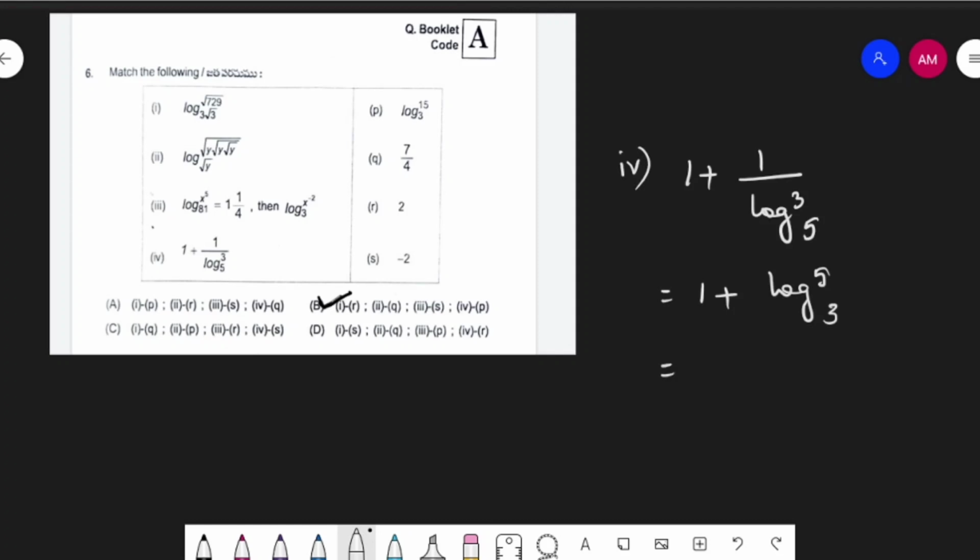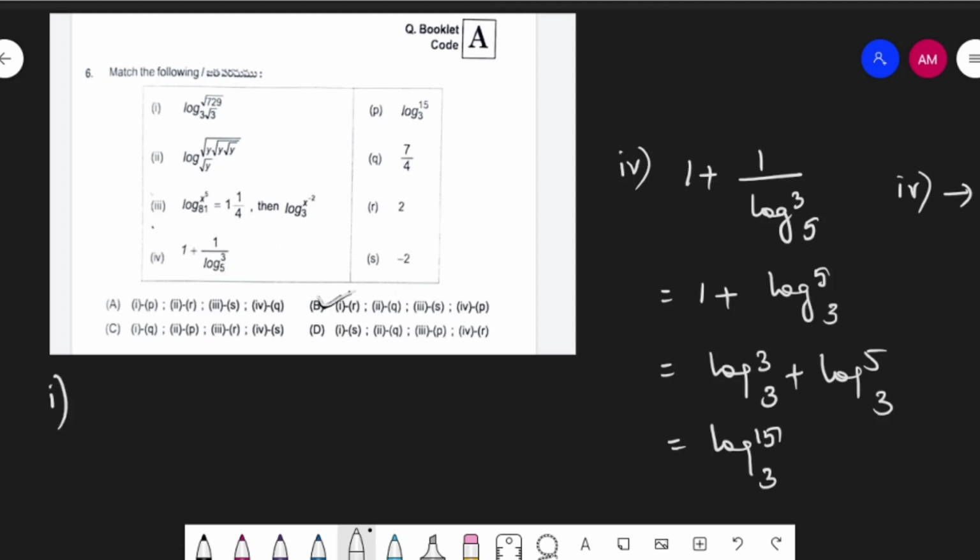This is equal to, how we can write 1, since here we have base 3, we can write it as log 3 to the base 3 plus log 5 to the base 3. So that is equal to log 15 to the base 3. So where is that? P. So fourth one is mapped to P. We have only one option, B. So we can easily answer that B is the answer. We can easily identify that. Let us check the first one also. First bit.